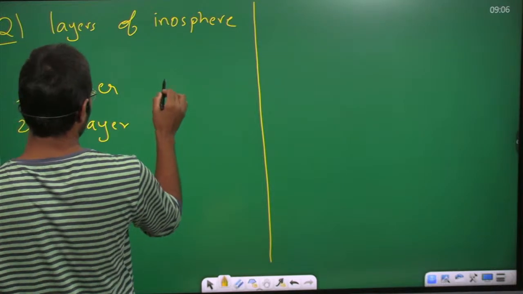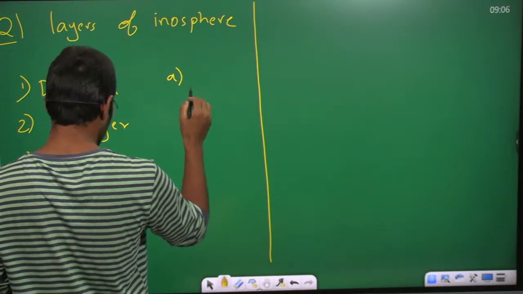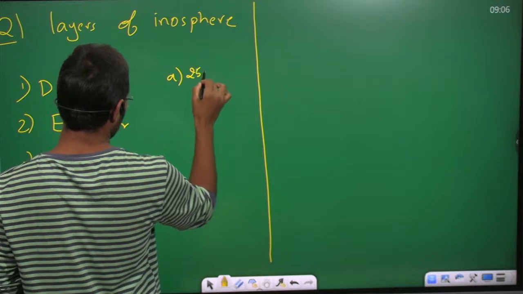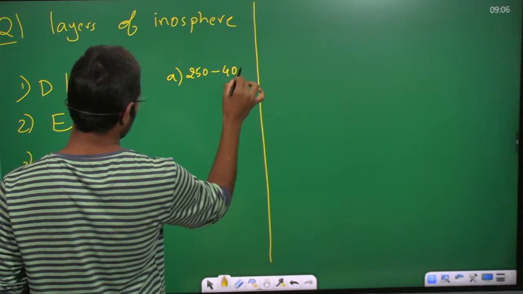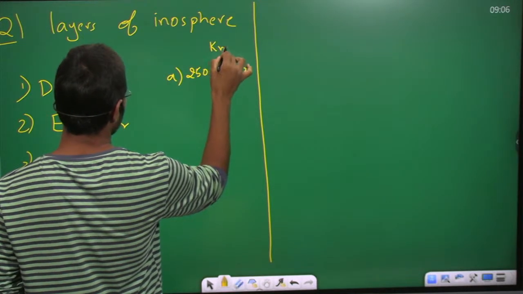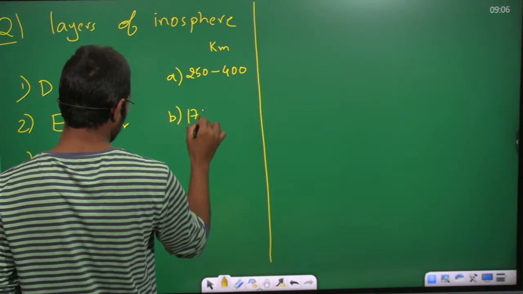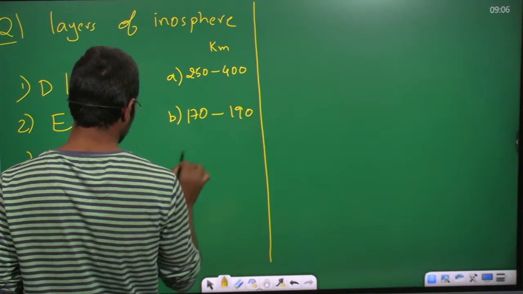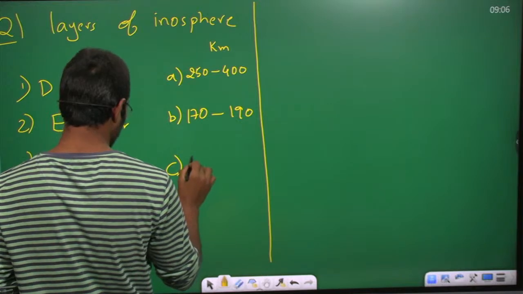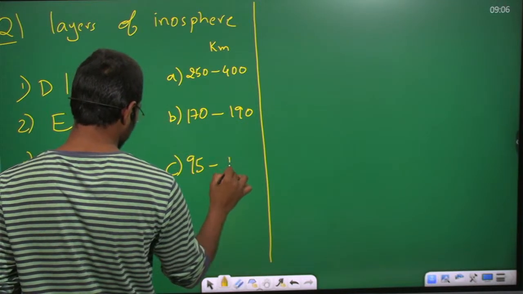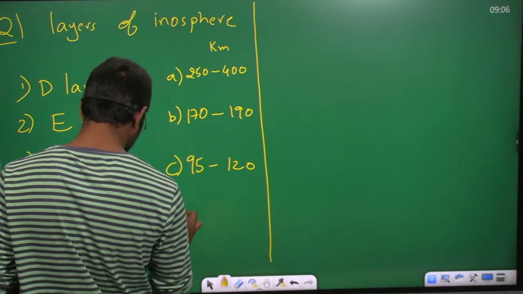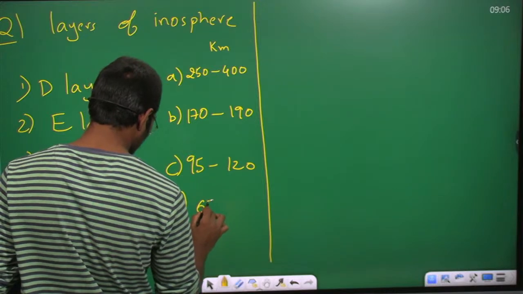So A is 250 to 400 kilometers, B 170 to 190, 95 to 120, 65 to 75.